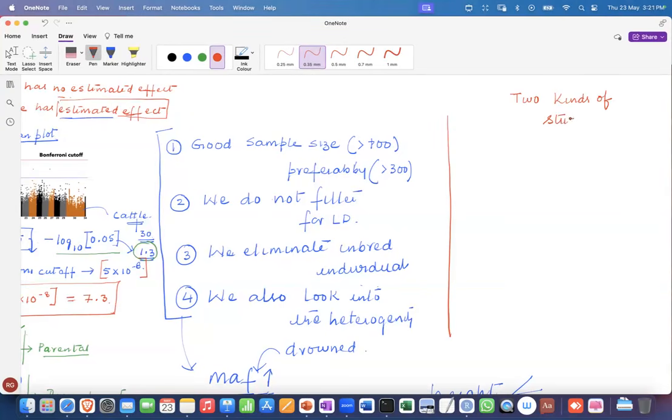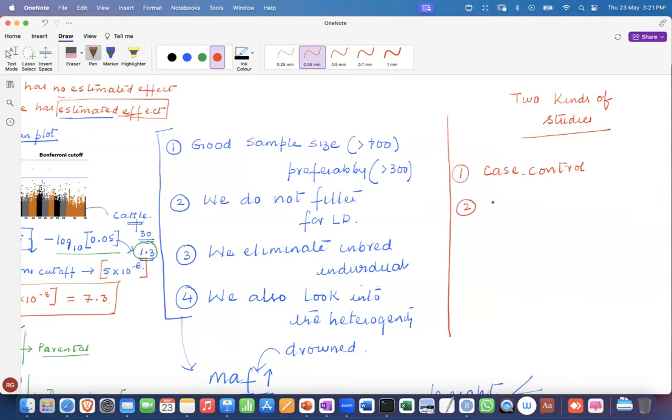Two kinds of studies. One is case control. What do I mean by case control? Affected by a disease, healthy. You understood? It means you have discrete groups: this group is affected and this group is not affected. Such kind of analysis is called case control.